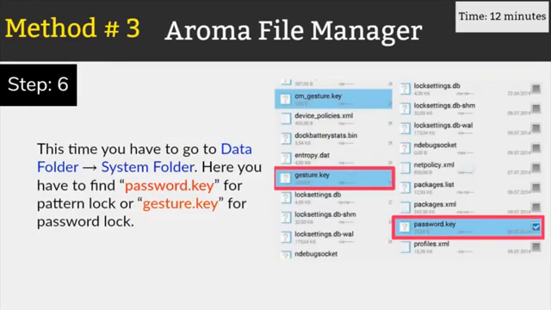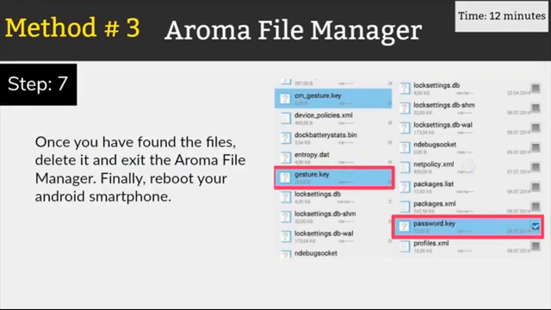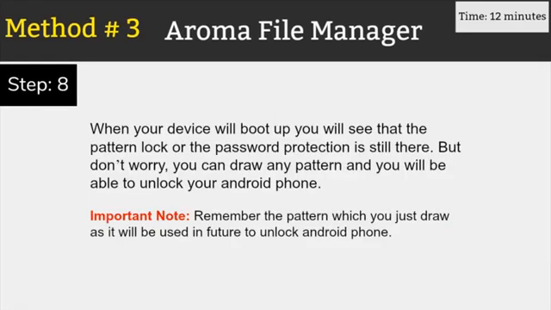Now go back to the main screen and open the data folder, system folder and look for a file named gesture.key or password.key for pattern lock or password lock respectively. Once you find the file, long press on it and select the delete option to remove it. Now go back to recovery and reboot your device. You can now enter any password or draw any pattern and your device will be unlocked. This is because it has no data of your password.